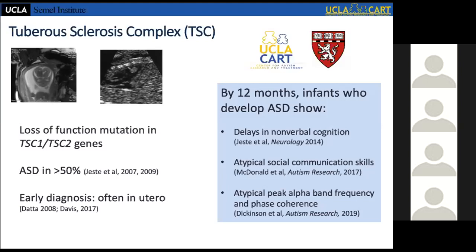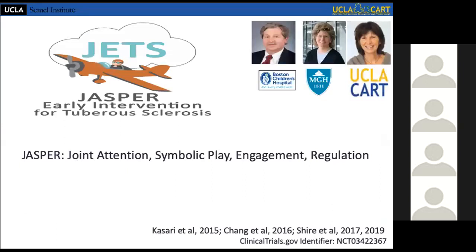So these data were important for us because our goal was not just to predict, it's really to intervene. And so this really necessitated an early intervention trial to help improve developmental outcomes. And so we developed this clinical trial called Jasper Early Intervention for TSC. Jasper is a phenomenal behavioral intervention developed by my colleague, Connie Kasari, here at UCLA, that improves social communication skills in kids with autism. This was a trial that was designed in collaboration with my collaborator, Chuck Nelson at Boston Children's and Elizabeth Thiele at Mass General.